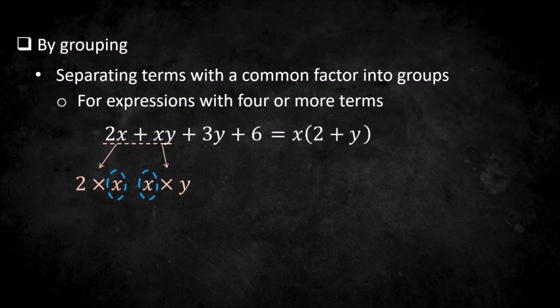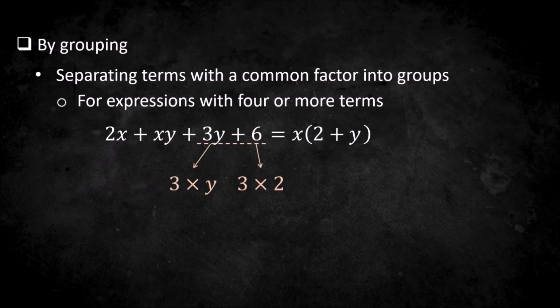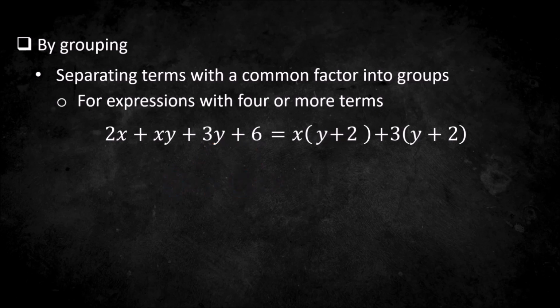Factorize out x. 3y and 6 has a common factor of 3. Factorize out 3. After factorizing each group, there is a common factor, y plus 2. Factorize out y plus 2. After factorizing, the factorized form is the product of y plus 2 and x plus 3.